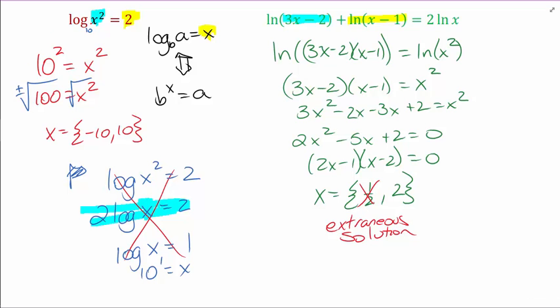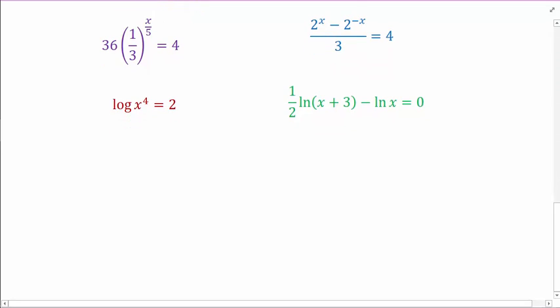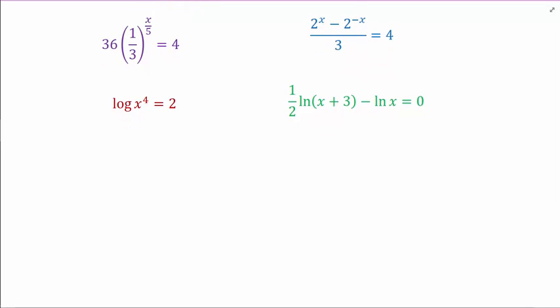I'm going to leave you with 4 problems to practice along the same lines as the ones that we've just shown. Good luck.